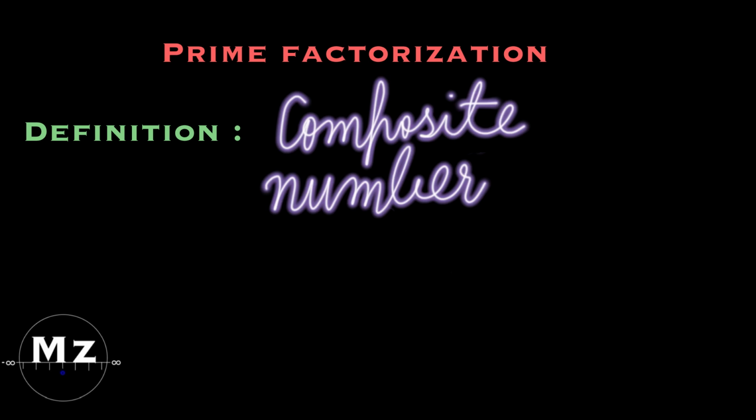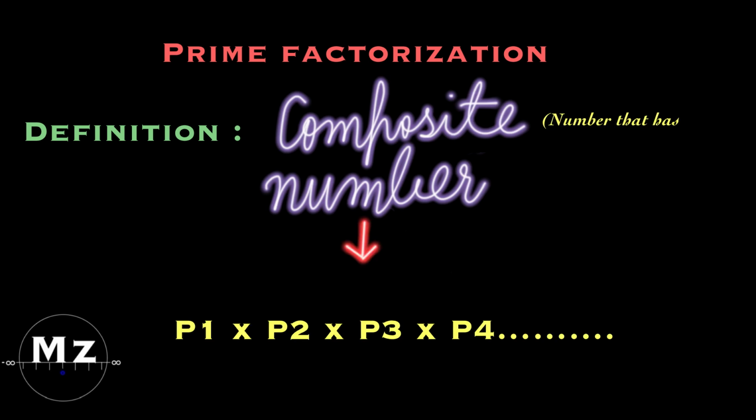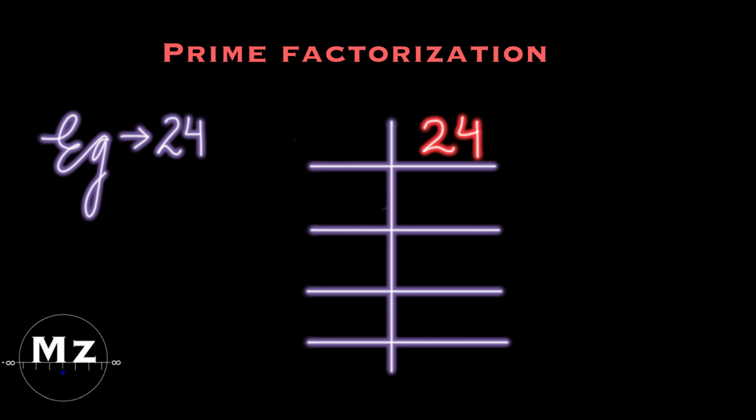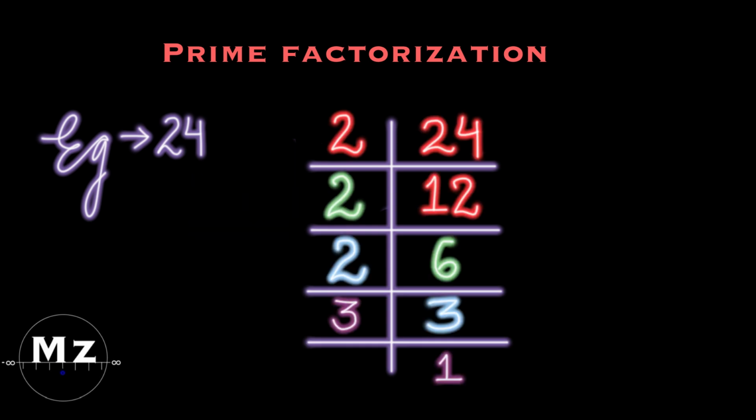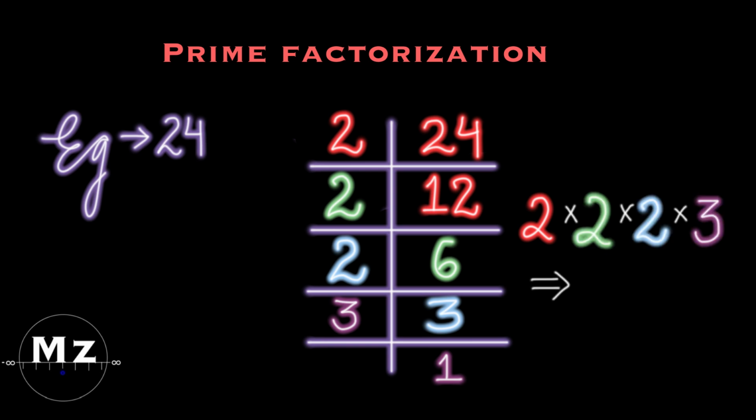It is a way of expressing a composite number as a product of prime numbers, where a composite number is a number with more than two factors. Let's take an example of the number 24. The process is that we divide the given number by primes in ascending order until the quotient becomes 1. So, the prime factorization of 24 is 2 to the power 3 multiplied by 3 to the power 1.